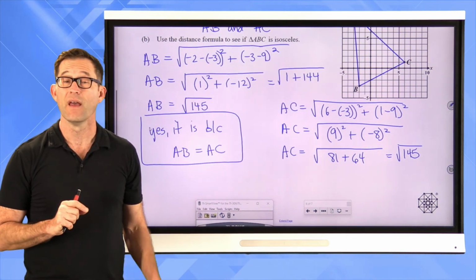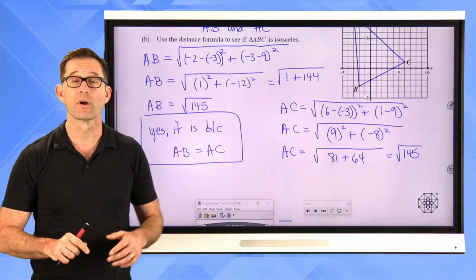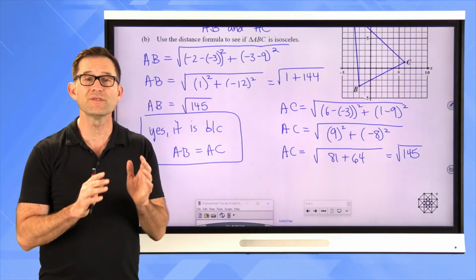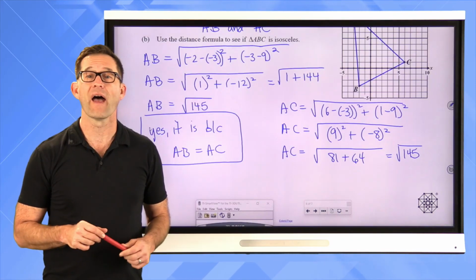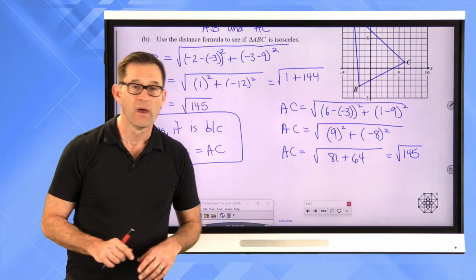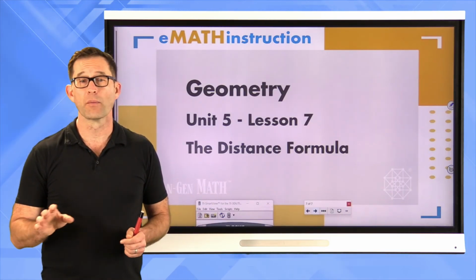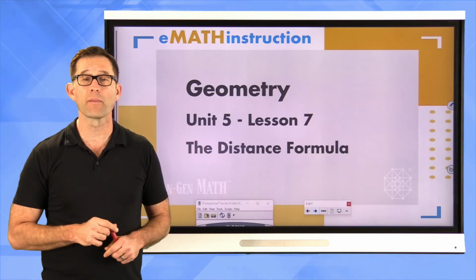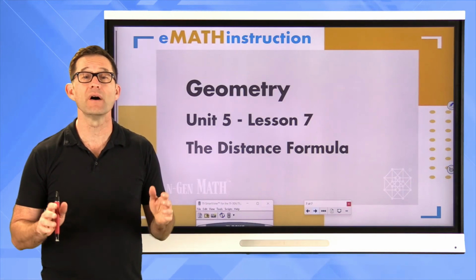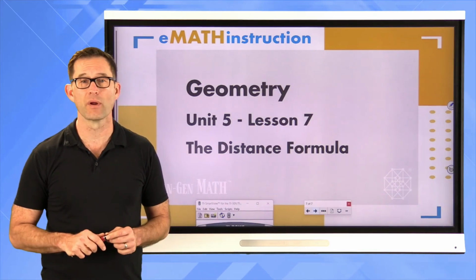All right? And this will be a very common thing that we're going to be doing with the distance formula. We're going to be using it to see if two side lengths of a particular figure have the same length. All right, let's summarize. Now, we all know that the Pythagorean theorem is one of the most famous formulas in all of math, but the distance formula is as well, and it gets used a ton in coordinate geometry work, especially in the course that we're in right now.